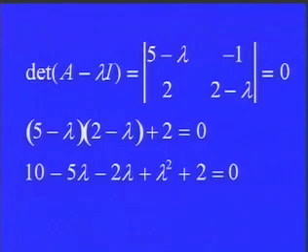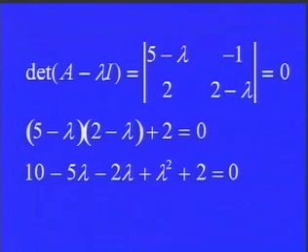What I'm going to try to do is set that determinant equal to 0. If you remember how to do a determinant of a 2 by 2, it's going to be 5 minus lambda times the quantity 2 minus lambda, minus negative 2, which winds up being plus 2. Working out the first part, I get 10 minus 5 lambda minus 2 lambda plus lambda squared, plus 2, is equal to 0.